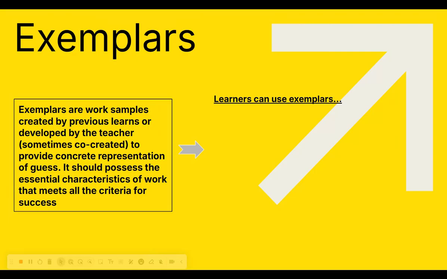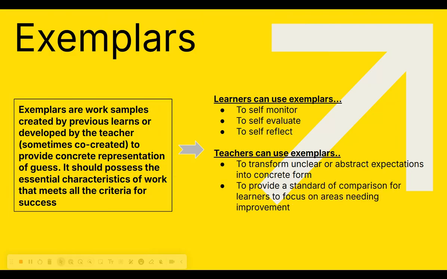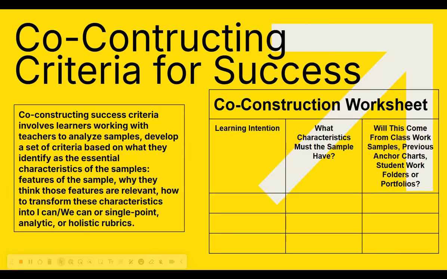And this is the powerful piece of it because they get to self-monitor towards that exemplar that you're showing them. They get to also self-evaluate. How close are they to what the exemplar looks like? And then they can hopefully reflect and maybe change or modify what they are doing, or even advocate that they have met the standard or expectation. And for teachers, by using those exemplars, this helps to transform unclear or abstract expectations into concrete form. It also helps to provide a standard or comparison for learners to focus on areas needing improvement.